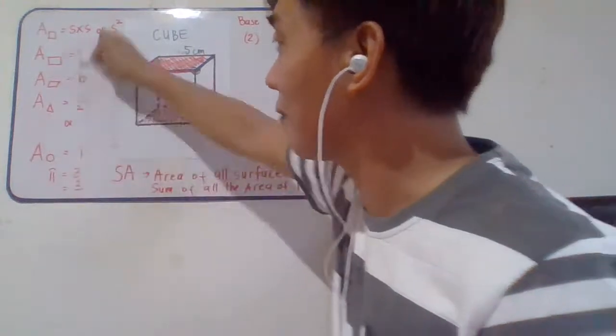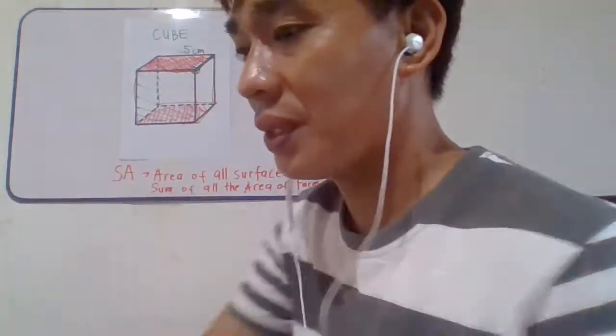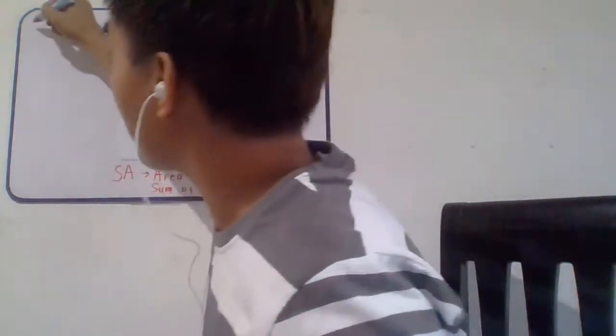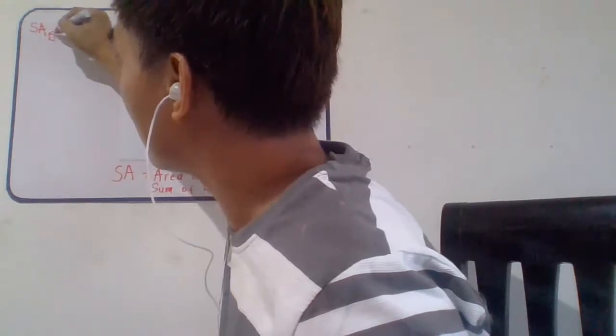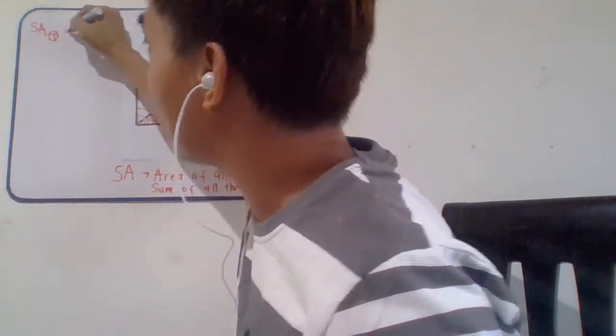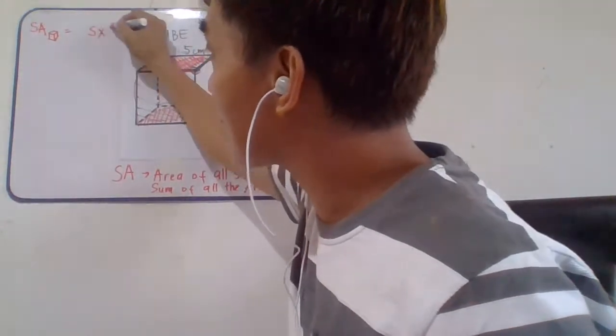Let's go back to the cube. I hope you remember it. To solve for the surface area of the cube, that is just side times side.